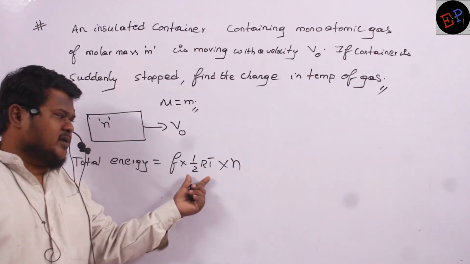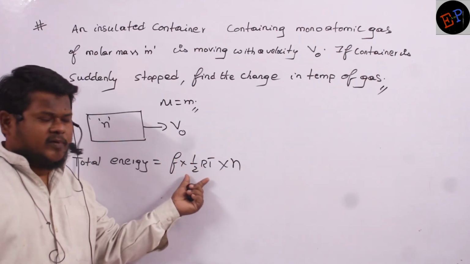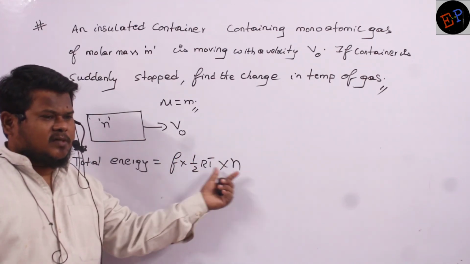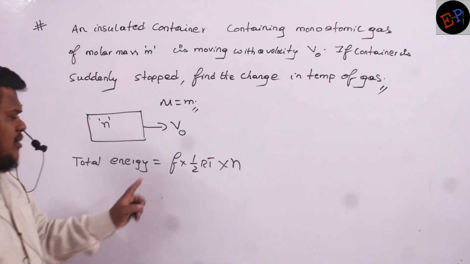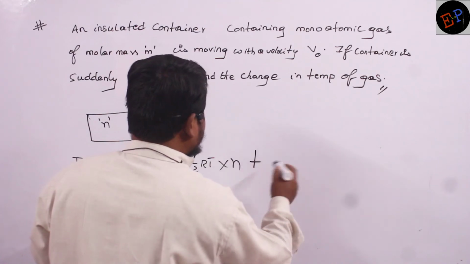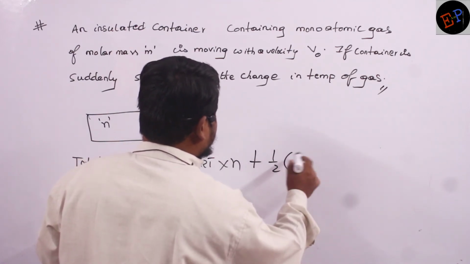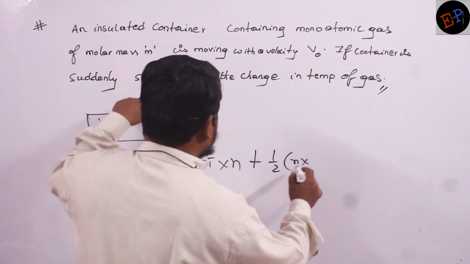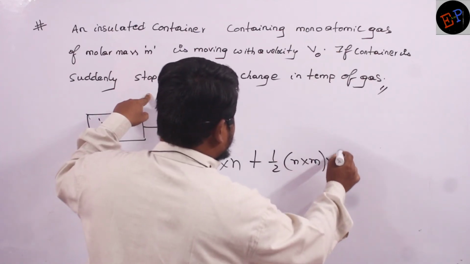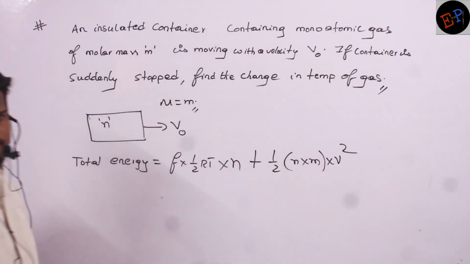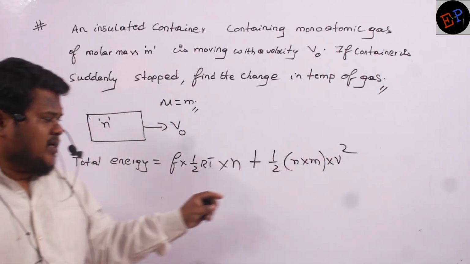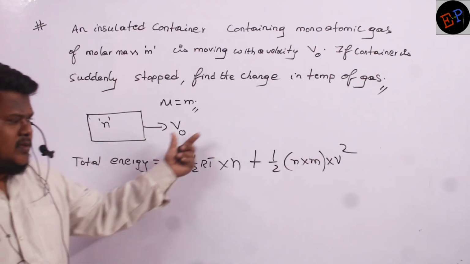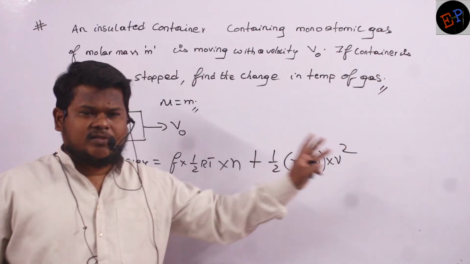So F into half RT is the energy possessed by each degree of freedom. And how many moles of gas are there? N moles of the gas. He didn't give it, we have assumed n moles of gas to be present. In addition to that, if the number of moles is n and molar mass is small m, multiplied by v squared, this energy is also there. All the molecules are moving with some kinetic energy also. So in addition to internal energy, the gas molecules have kinetic energy also.